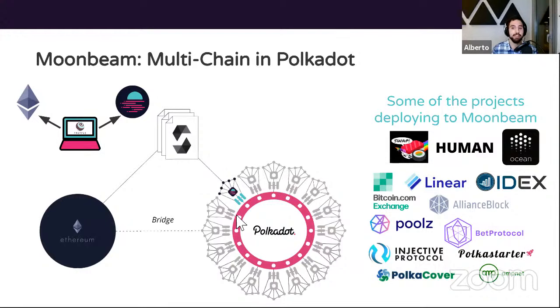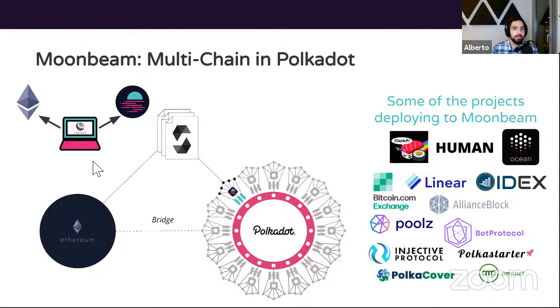And you can see that they're connected to the main circle, which is the Polkadot blockchain, called the relay chain. And Moonbeam is just one of these, right? So basically, if you have your Solidity smart contracts, you're able to deploy them to Ethereum, but you can also deploy them to Moonbeam.